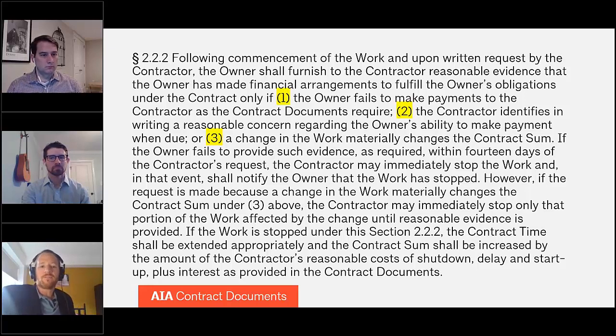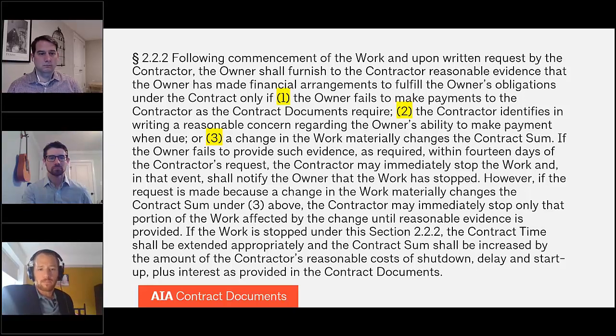2, the contractor identifies in writing a reasonable concern regarding the owner's ability to make payment when due. Or 3, a change in the work materially changes the contract sum. As I mentioned, events 1 and 3 are fairly straightforward, although I can imagine there would be some debate on the third event as to what is a material change in the contract sum. But it is event number 2 that's, I think, most ripe for debate and probably the most likely to come up due to issues we're facing with COVID-19.